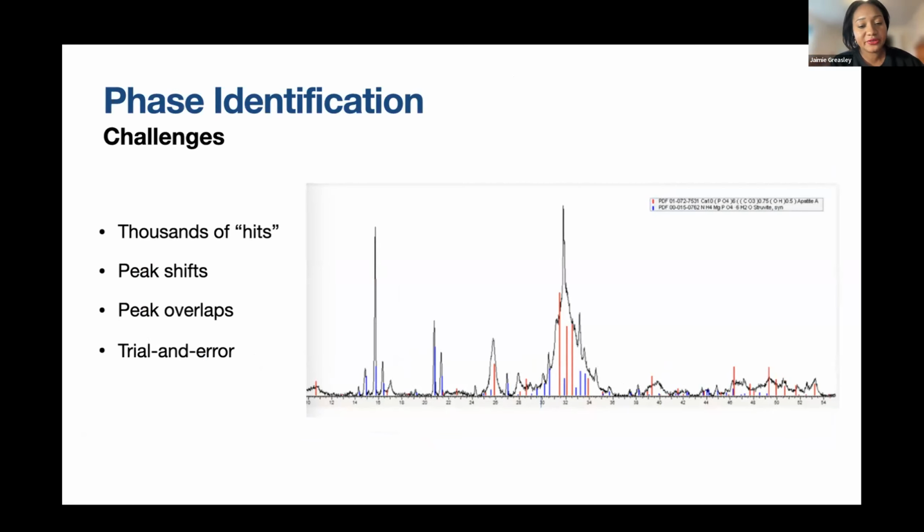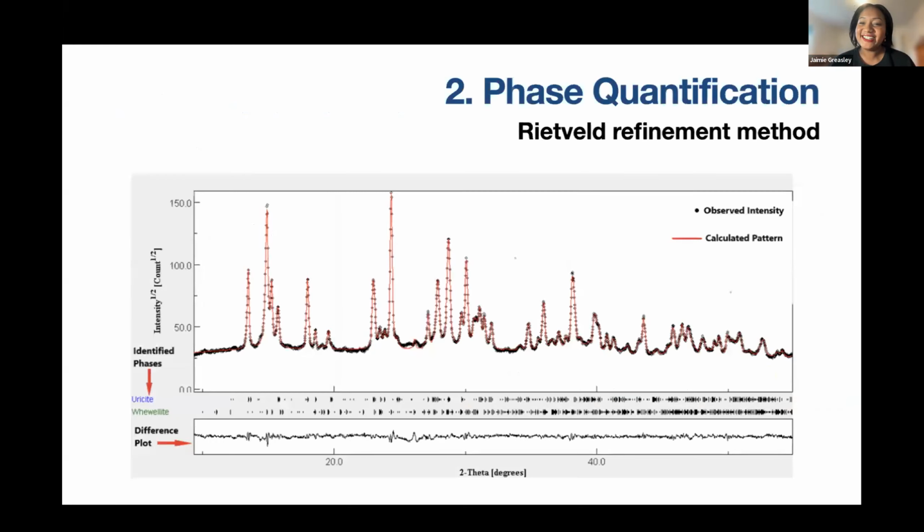There's a lot of peak shifting, so our material may have some sort of variation from the reference. That also makes finding what it is difficult. There's also peak overlapping. Because of imperfect materials, we have broadening of the peaks, and if peaks are broadened, they tend to overlap with other peaks, and it's difficult to distinguish. And it's all trial and error. Again, I've spent hours doing this, and it was just a lot.